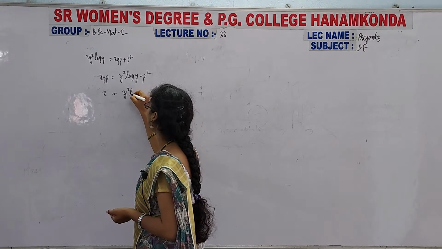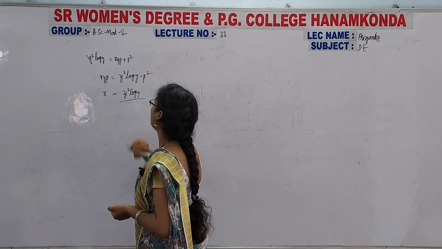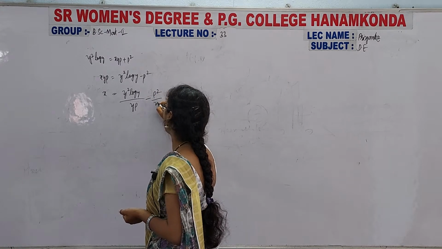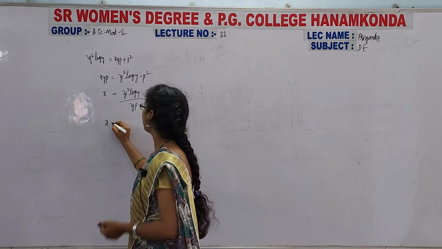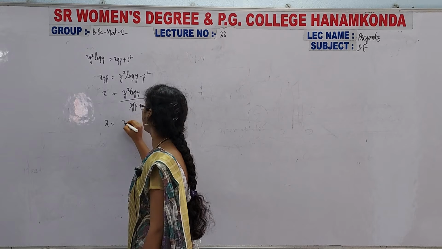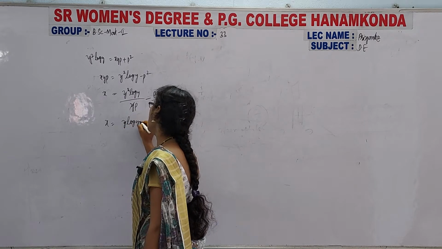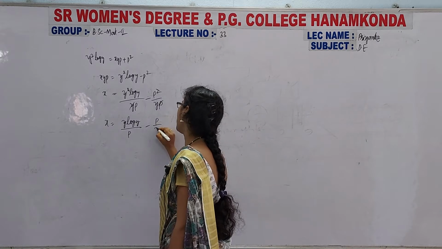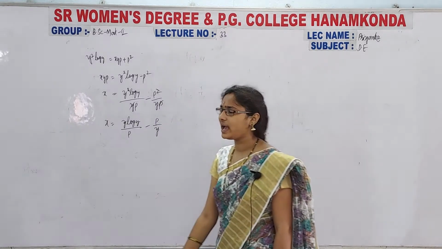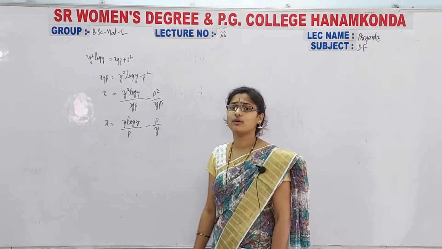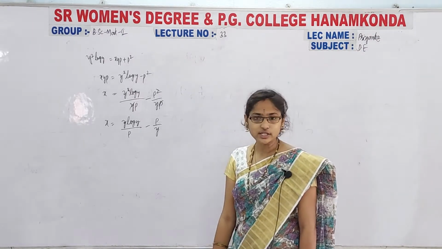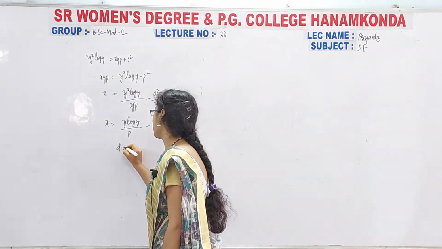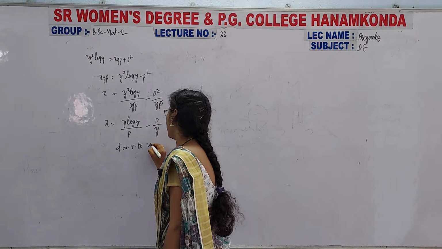Then y square log y by yp minus p square by yp. Now x is equal to y, get cancelled. So now y log y by p minus p get cancelled. So p by y. We have the value of x like this. Now what we have to do? We have to differentiate this value with respect to y. So now differentiate with respect to y.